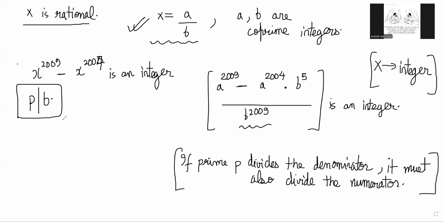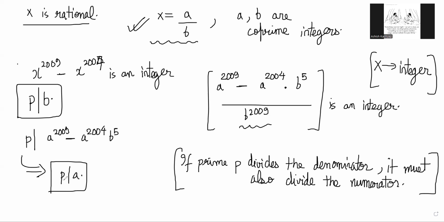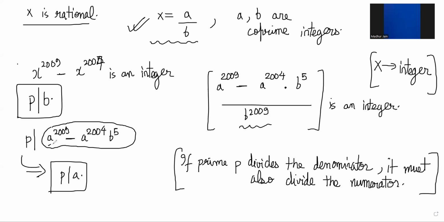So that means p divides a power 2009 minus a power 2004 b power 5. Okay. I want to show from here that p divides a. Without p dividing a, it is not possible for p to divide the whole thing, right? Yes, sir. Do you understand what I'm saying? Yes, sir. If p doesn't divide a, then this part will not be divisible by p. So even if this is divisible by p, it doesn't matter. The whole thing is not divisible by p, right? Yes, sir. So basically, for prime p dividing b, we are getting p also divides a, right?